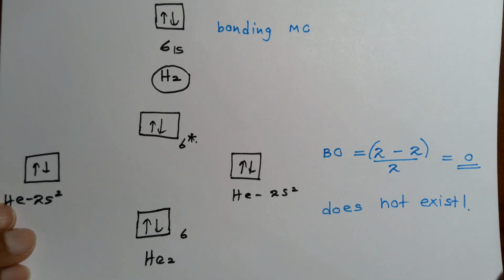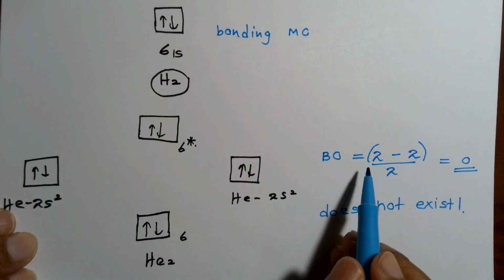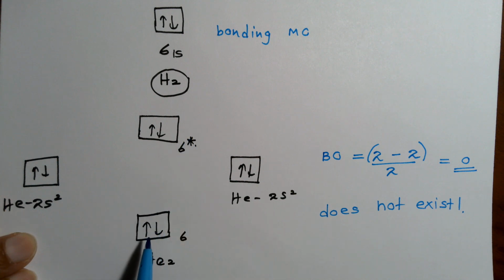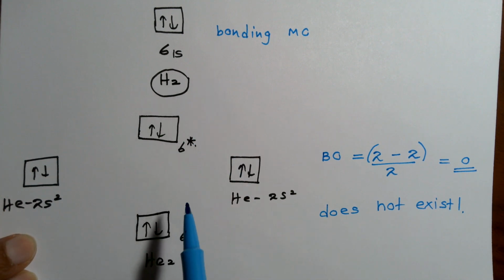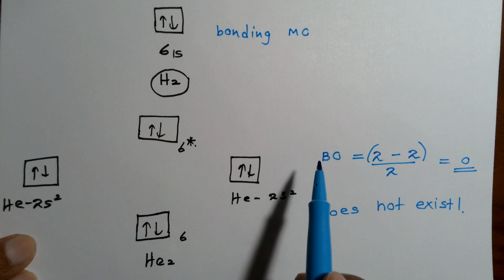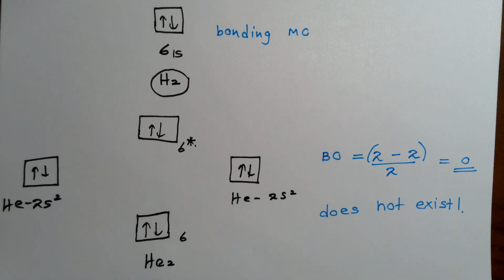I hope you all understand how to calculate bond order using molecular orbital theory for these two first-period elements, hydrogen and helium. I'm planning to go through the period 2 molecular orbital diagrams in the next video.